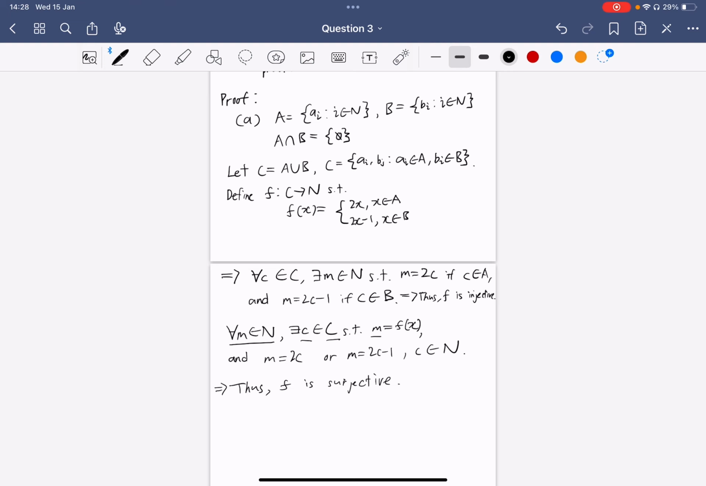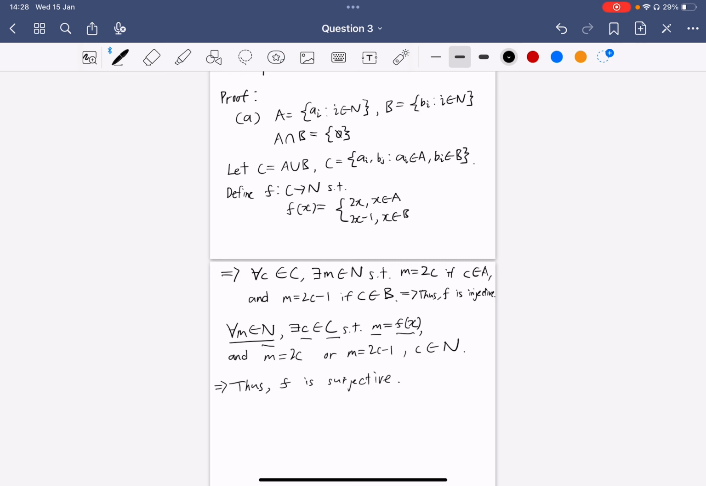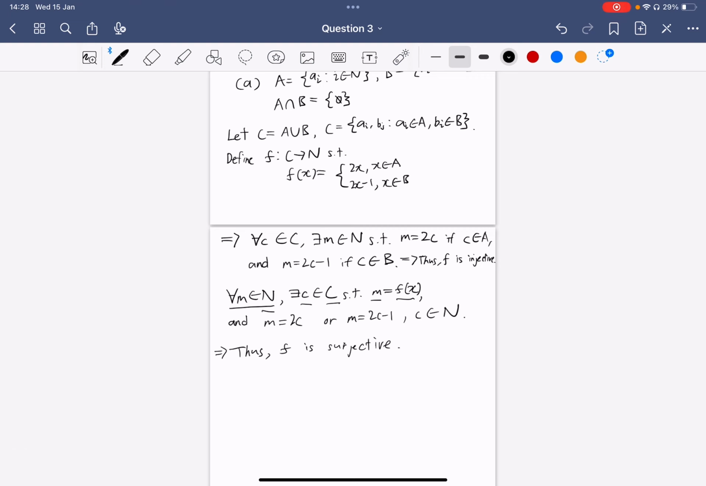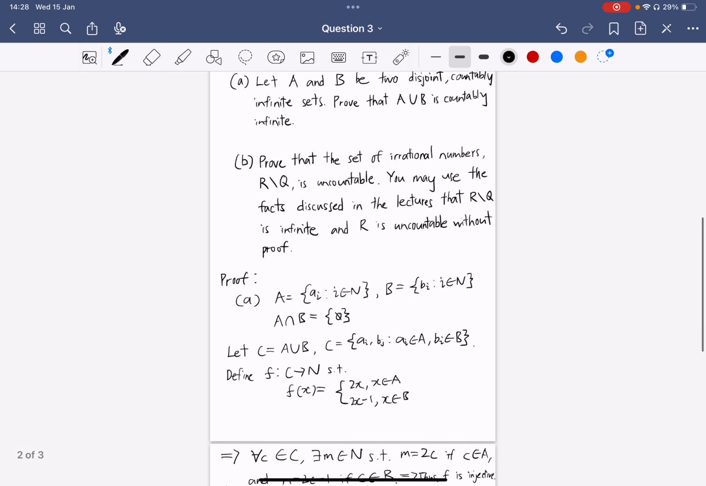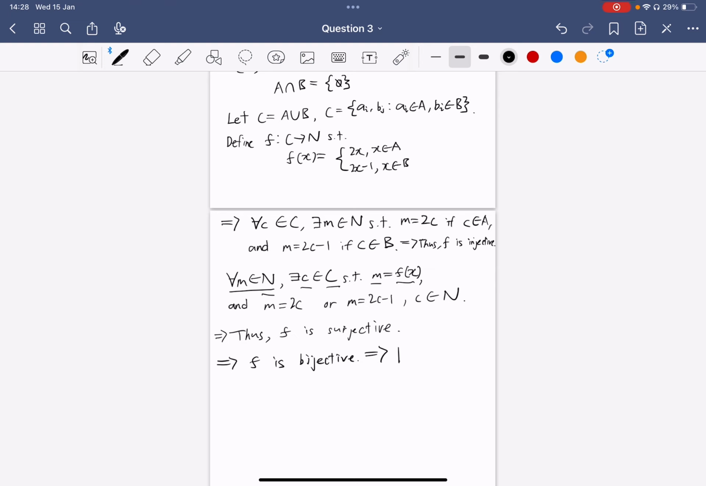because M is equivalent to f of x, M would have a value that is equivalent to 2C or 2C minus 1, where C is in the set of natural numbers and C is the element in the set C. Thus, f is surjective because all the elements in the set of natural numbers are mapped back onto set C, so f is surjective, and thus f is bijective, and that means that A union B is also countably infinite.